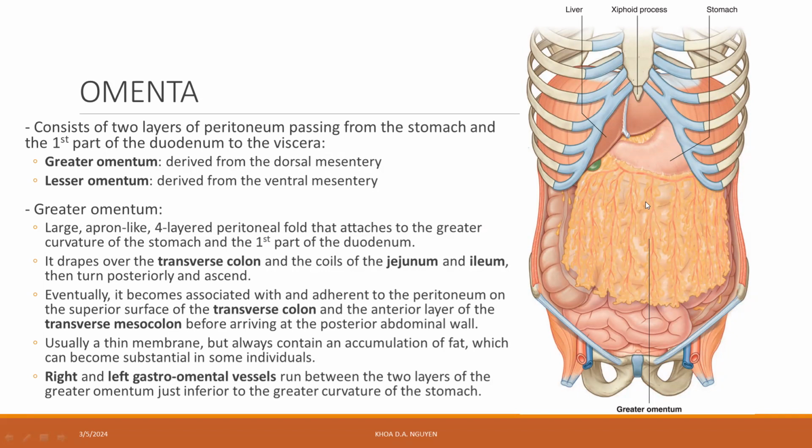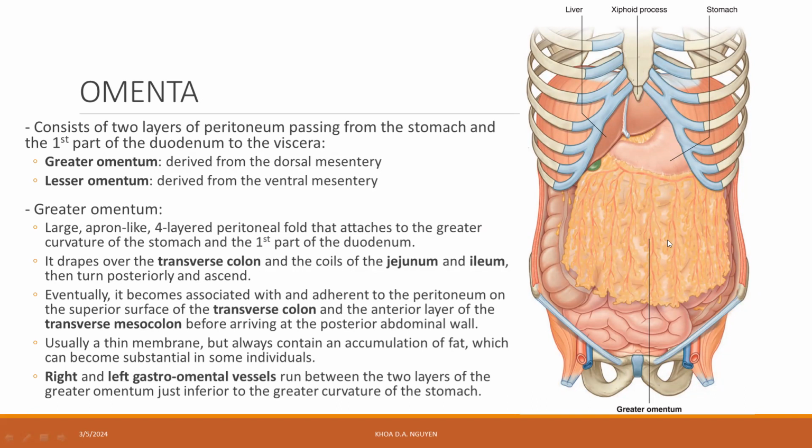Now, even though it is a 4-layer peritoneal fold, it is usually a thin membrane, but always contains an accumulation of fat. A lot of your visceral fat is from the greater omentum, all right? Now, the right and the left gastro-omental vessels will run in between the 2 layers of the greater omentum, just inferior to the greater curvature of the stomach.